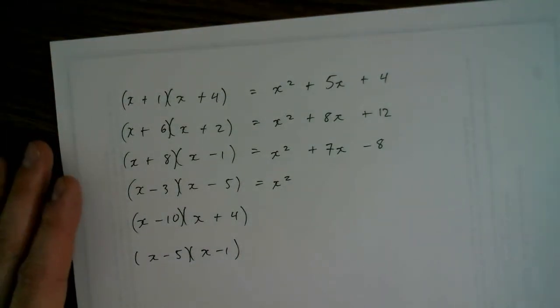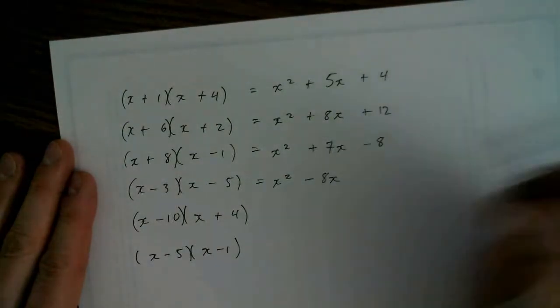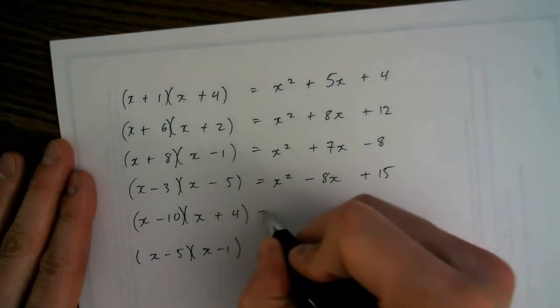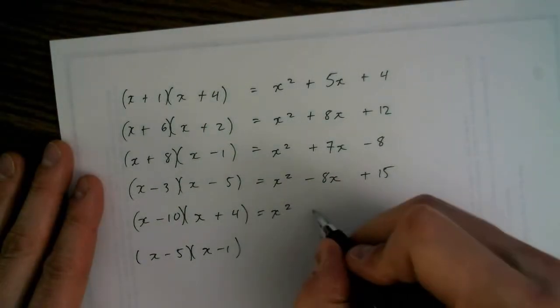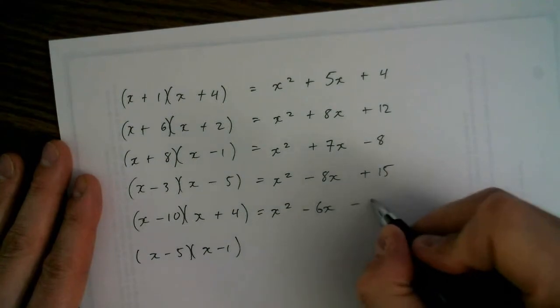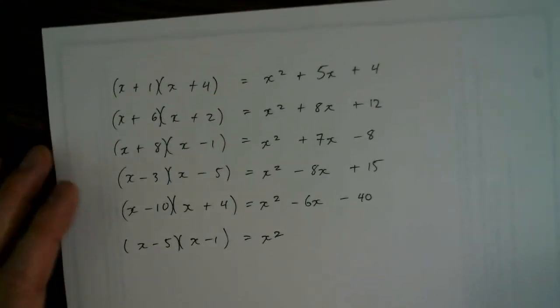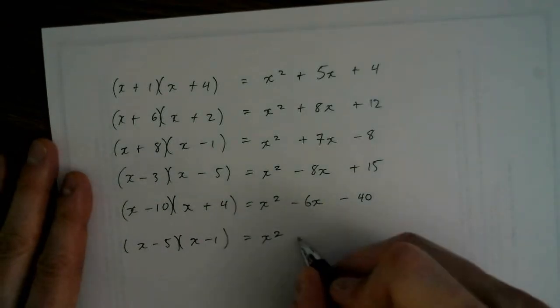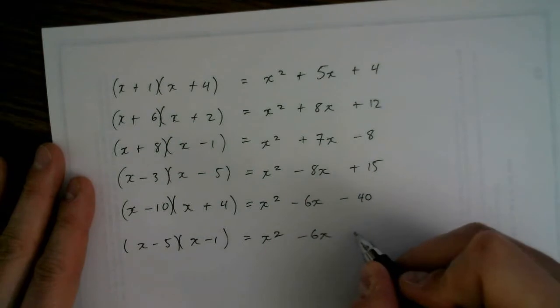Negative 3 plus negative 5. Negative 3 times negative 5. Negative 10 plus 4. Negative 10 times 4. Negative 5 plus negative 1. Negative 5 times negative 1.